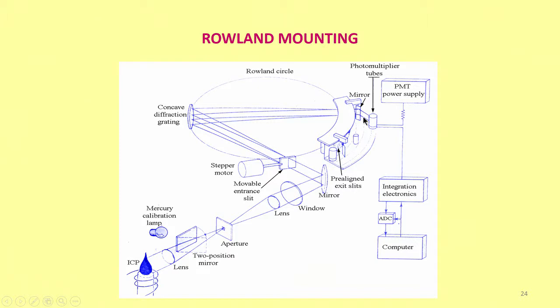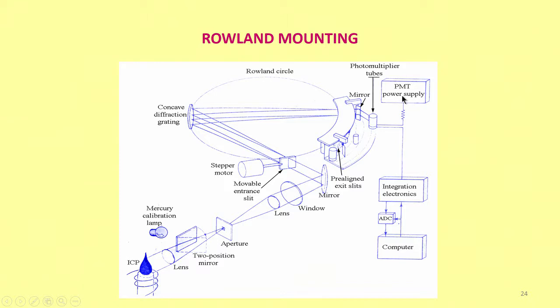So, I can fix the entrance and exit slit along the Rowland circle very easily, and then this mirror, and I need a slit and then the PMT power supply, the detector is here. So, at any position the detector and the slit move together along the Rowland circle. If I move these two, that is slit and detector, along the Rowland circle, I will get all the wavelengths of UV and visible range which are useful for ICP, inductively coupled plasma.